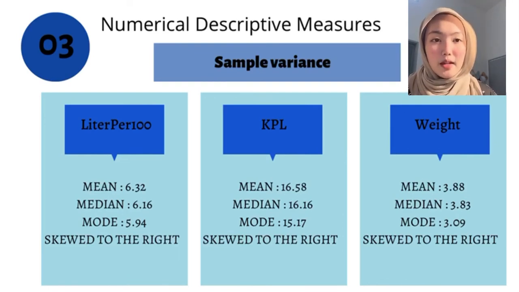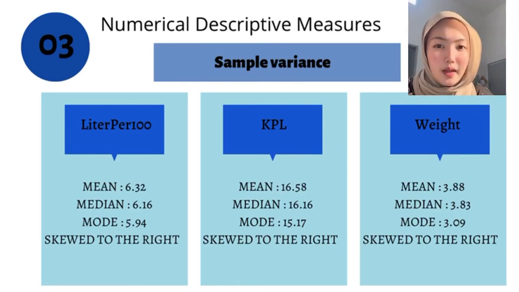For the KPL, the mean is 16.58, median 16.16, and mode 15.17. They are skewed to the right. And lastly is weight. The mean of weight is 3.88, median 3.83, and mode 3.09. They are skewed to the right.